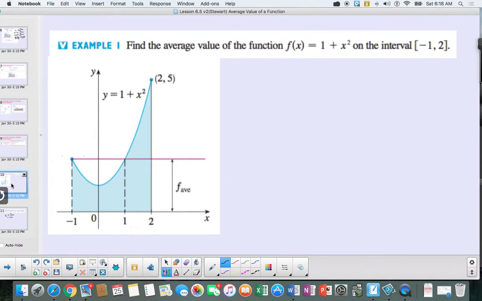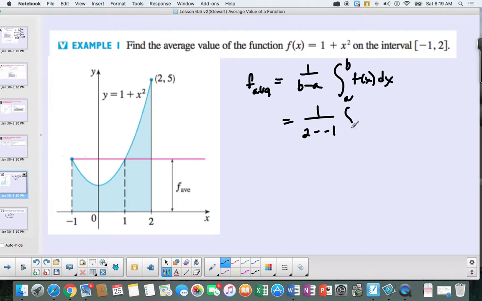All right, let's go ahead and do a problem. Let's try to find f average. So f average will be equal to 1 over b minus a times the integral from a to b of f of x dx. Our b is 2, take away -1, integral from -1 to 2 of 1 plus x squared dx. And if you put that in the calculator, that answer will be 2. So that is the average value. Kind of gives you an idea of the spread of the y's.